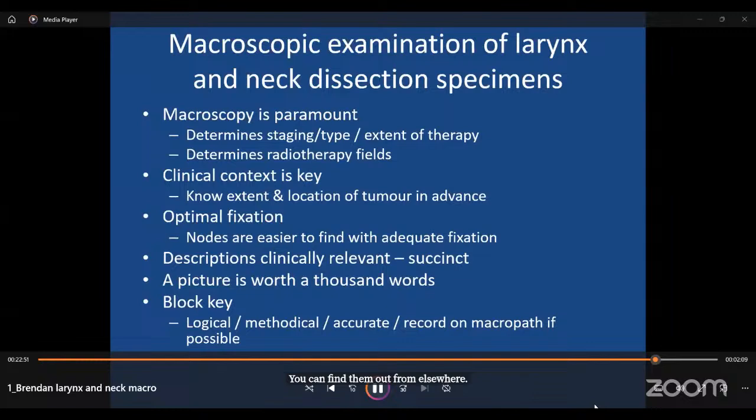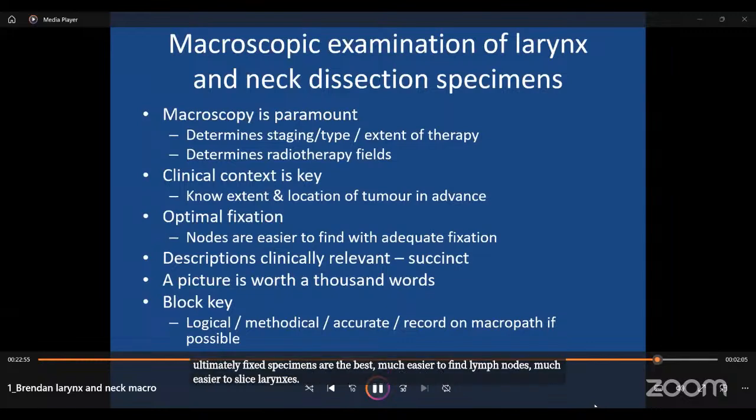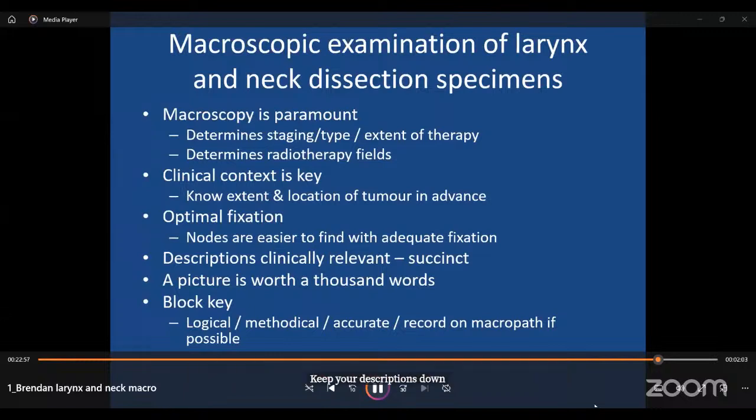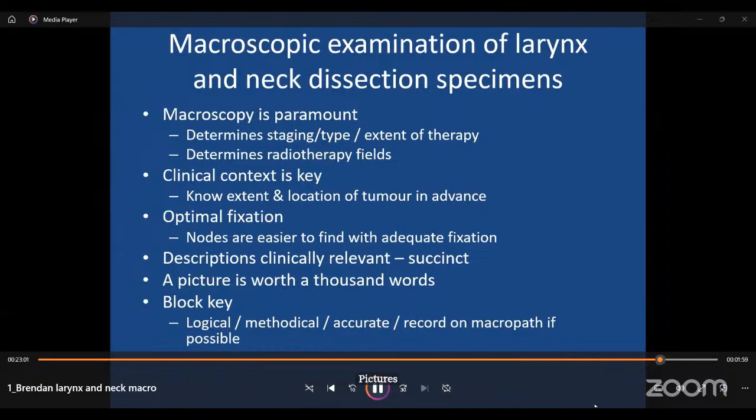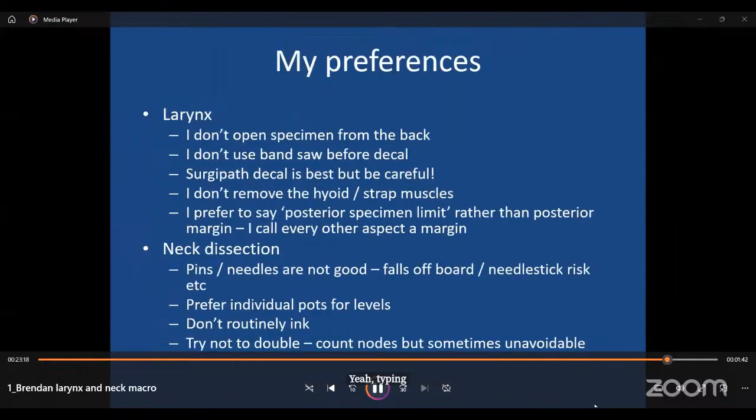Optimally fixed specimens are the best, much easier to find lymph nodes, much easier to slice larynxes. Keep your descriptions down, think about your typist, think about the length of the report. Pictures are essential before the cut up, while you're cutting up, and when you're reporting, and keep your block key logical, methodical and accurate, and it's useful if you can record it on MacroPath as well, especially if there's a failure in the typing system. Just some miscellaneous points that haven't been covered elsewhere.